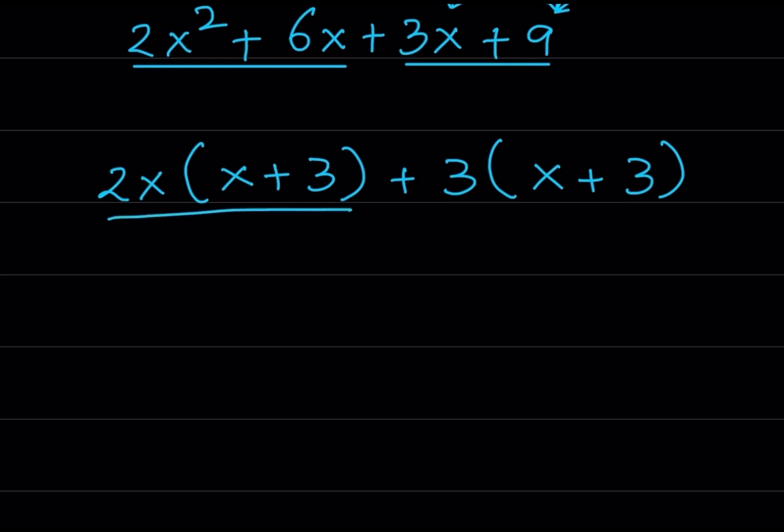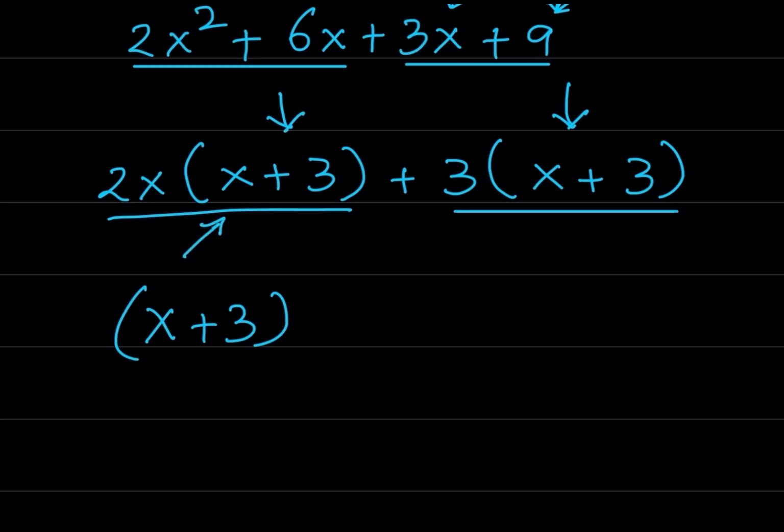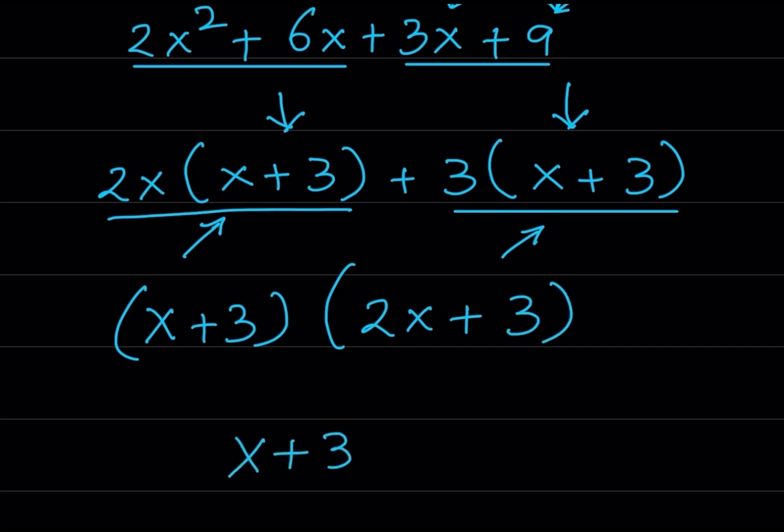Now in these two terms, we have a common factor, that is x plus 3. So I'm going to take out x plus 3. So when you take out x plus 3 from this term, the remaining is 2x, plus when you take out x plus 3 from this term, the remaining is 3. So the answer is x plus 3 times 2x plus 3.